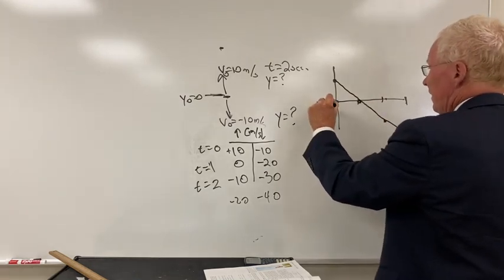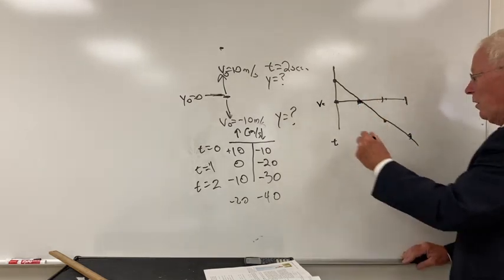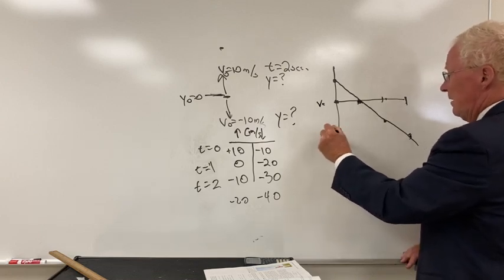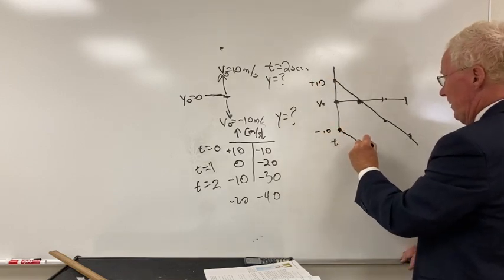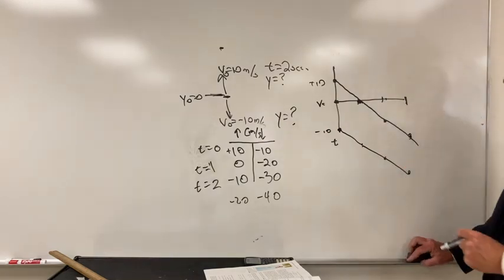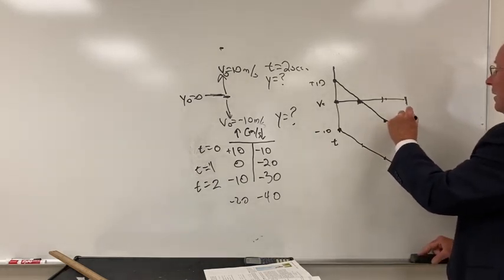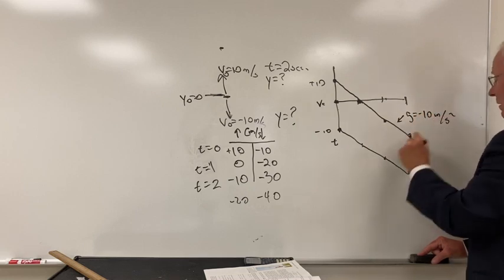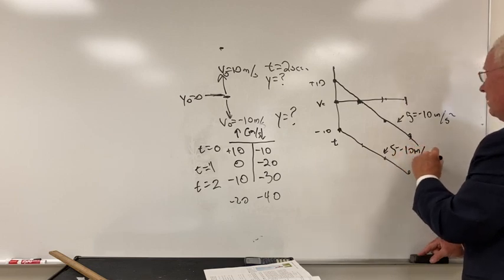So here, the velocity is 0 at this point. For the other one, start at minus 10. At the next one, it'd be down there, and down there. Notice how they're both shifted only by the initial velocity. And in both cases, the slope would be g, minus 10 meters per second squared. All right?